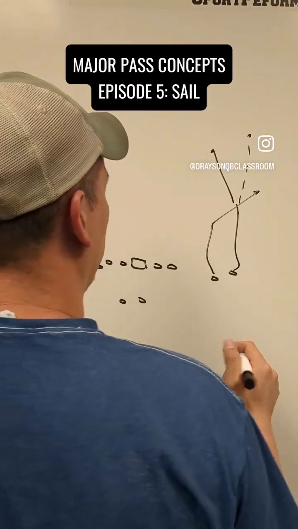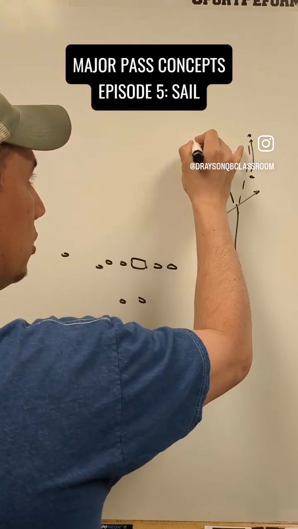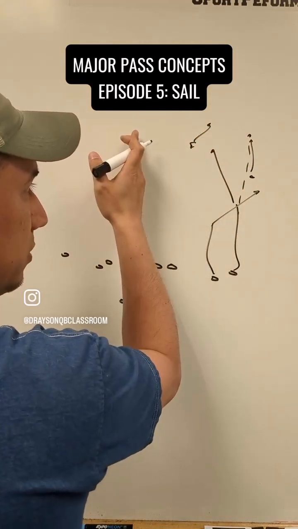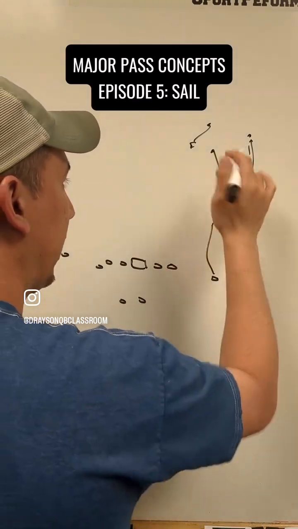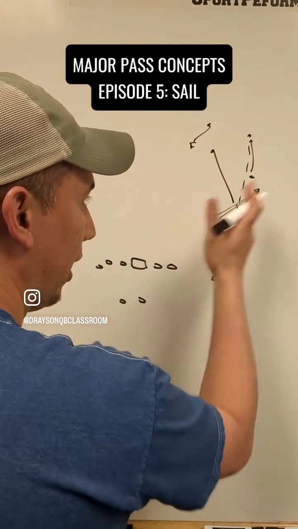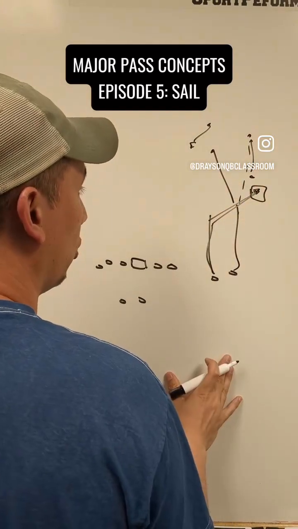man cover, stuff like that, is meant to clear out ideally the corner and whoever that near safety is, whether it's a quarter field safety or a middle of the field third safety. And by clearing out those two guys, we should be able to run this corner route. This is the sail route. We should be able to run that component underneath the corner, right?